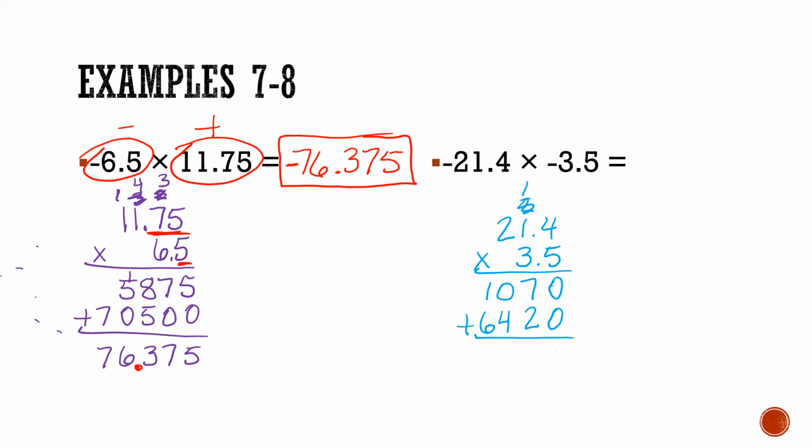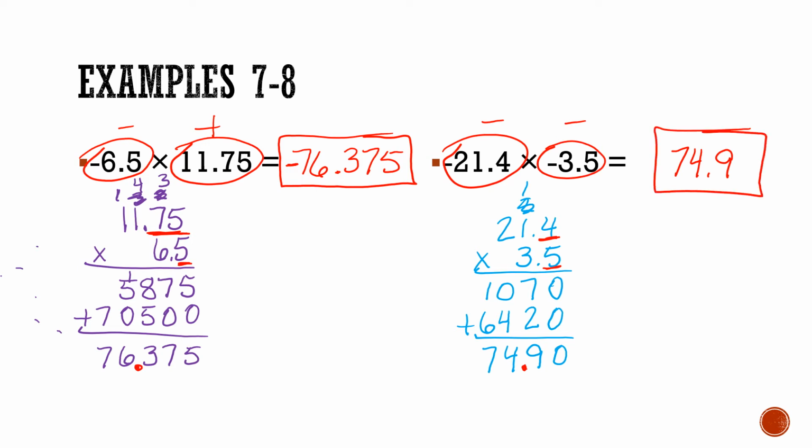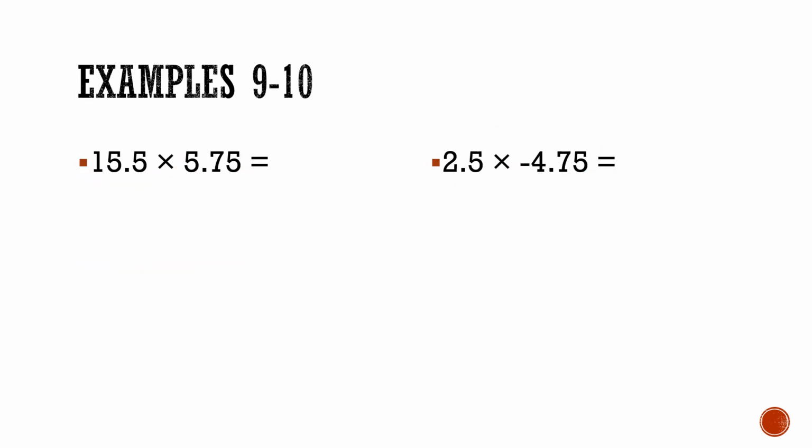Add those up, we get 0. 7 and 2 make 9. 4 and 0 make 4. And 6 and 1 make 7. Remember to count your decimal places, so we had 1 here and 1 here for a total of 2. So we need to move it over 2 places in our product. So we get 74.9 or 74.90. We have a negative being multiplied by a negative, so that's matching socks, which gives us a positive product. Pause your video and try example 9 and 10.